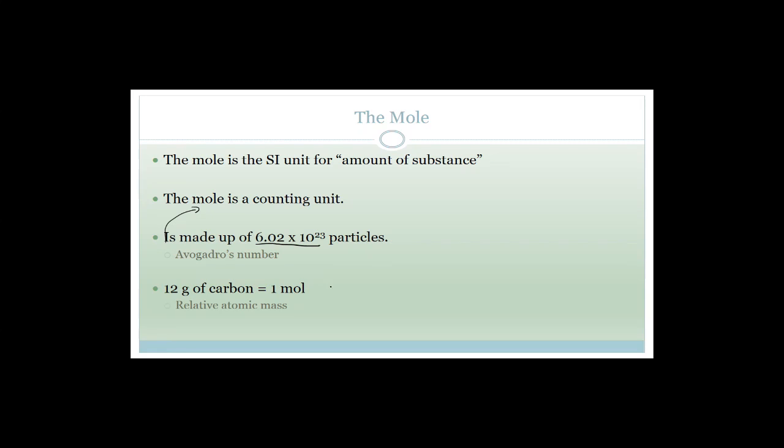Now, carbon-12 is the most stable form of carbon found on Earth, and it's got 12 neutrons, 12 protons, and it's got 12 electrons. I'm going to check my periodic table. I'm pretty sure I'm right. 12 protons, 12 neutrons. Yes, I'm right. No, it's got 6 protons.